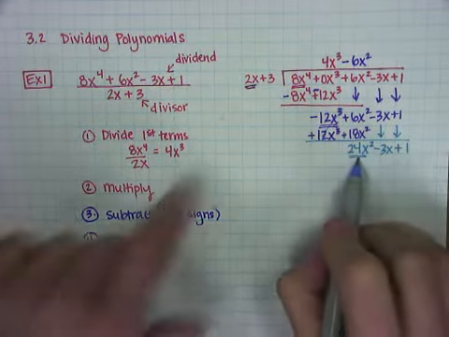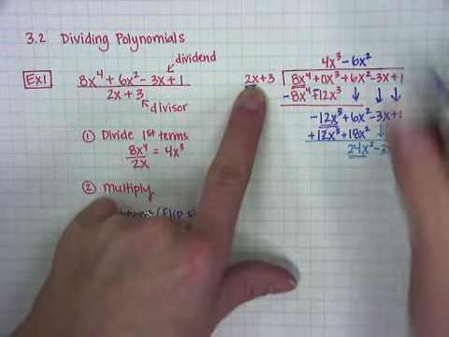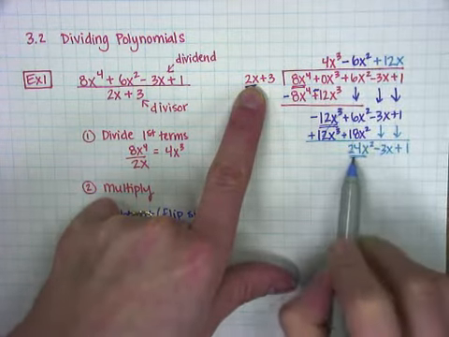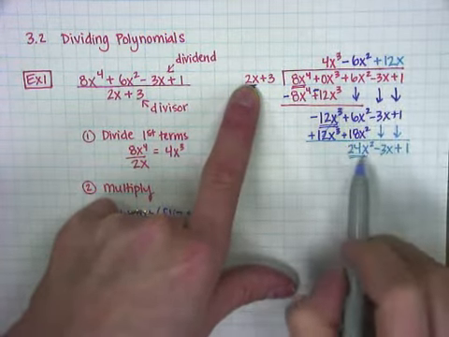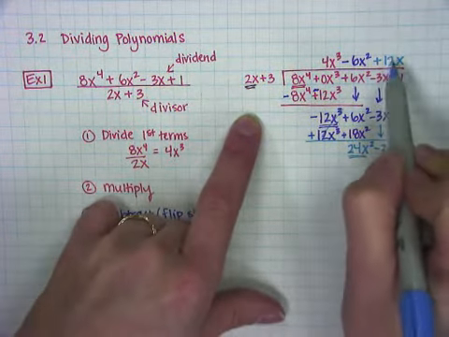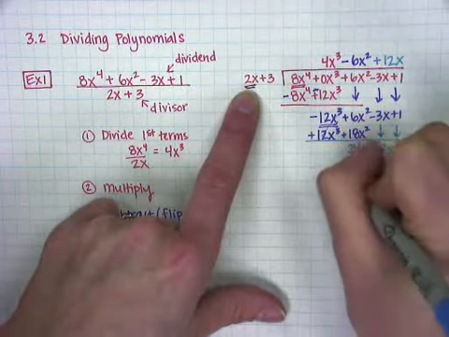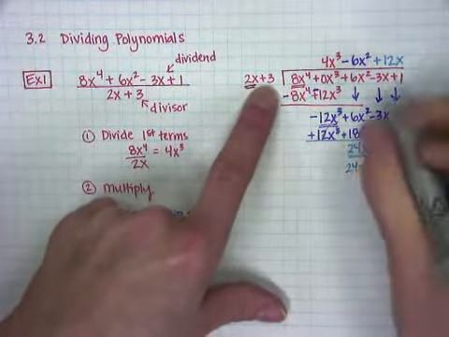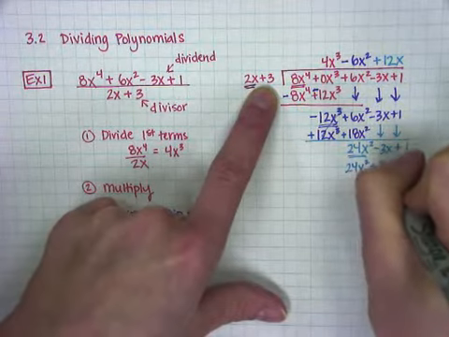24x squared divided by 2x is 12x, because 24 divided by 2 is 12, x squared divided by x is x. And then I'm going to multiply. 12x times 2x is 24x squared. 12x times 3 is 36x.